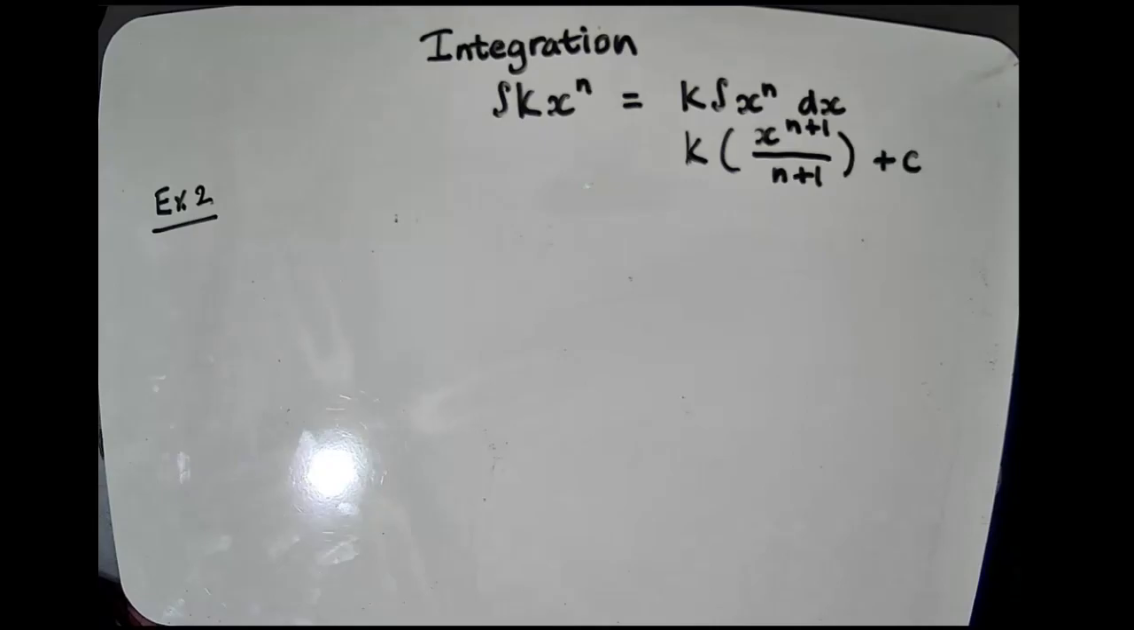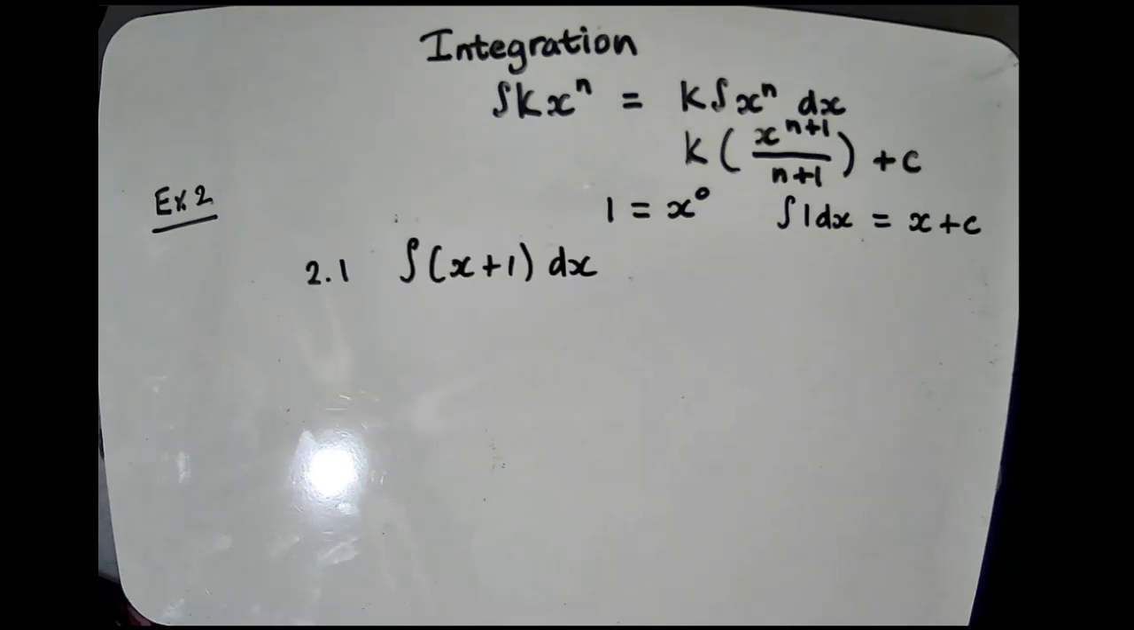Exercise 2, integration. It's using the exact same rules. It's just that I want to highlight something which you should have picked up in the first exercise. 1 is equal to x to the 0, and the integral of 1 will be equal to x plus c. So looking at 2.1, we have the integral of x plus 1 dx. The first thing you have to do is separate this and say the integral of x plus the integral of 1. Okay, so that's our first step.